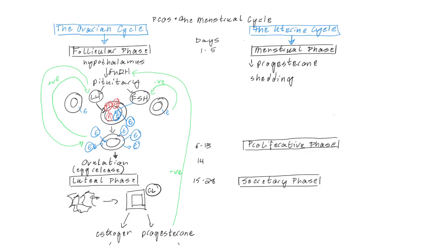Day 1 of a woman's cycle is the first day of her period. So we're on day 1, the menstrual phase, and we're back at the beginning with the follicular phase. So the follicular phase and the menstrual phase are happening simultaneously. All right, let's move on to proliferation.